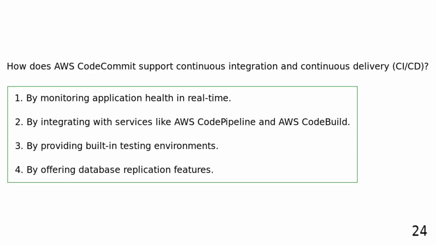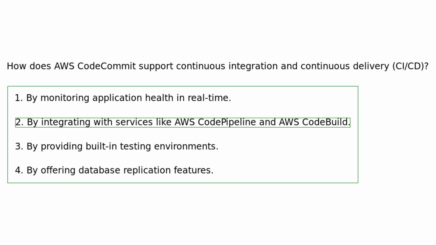How does AWS CodeCommit support continuous integration and continuous delivery? By monitoring application health in real time. By integrating with services like AWS Code Pipeline and AWS Code Build. By providing built-in testing environments. By offering database replication features. AWS CodeCommit supports CI/CD through integration with AWS Code Pipeline and AWS Code Build.